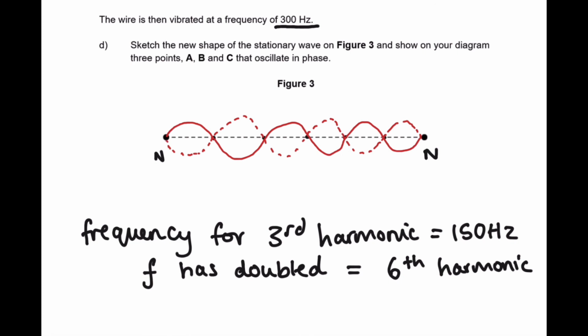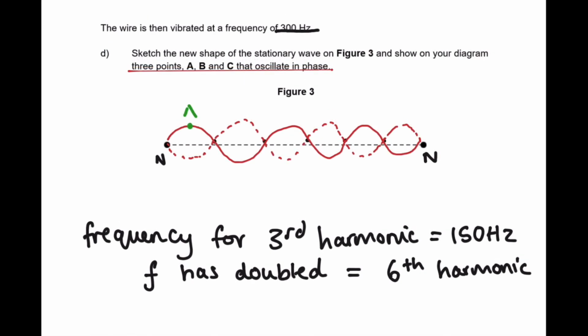The next stage is that we need to mark on 3 points A, B and C that oscillate in phase. So that means they're at the same point in their cycle as each other. So here I've marked on A, B and C.